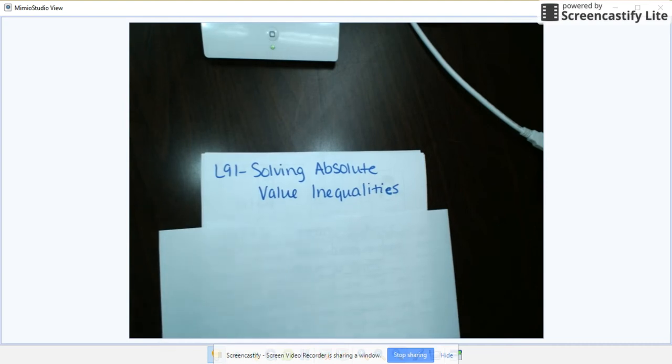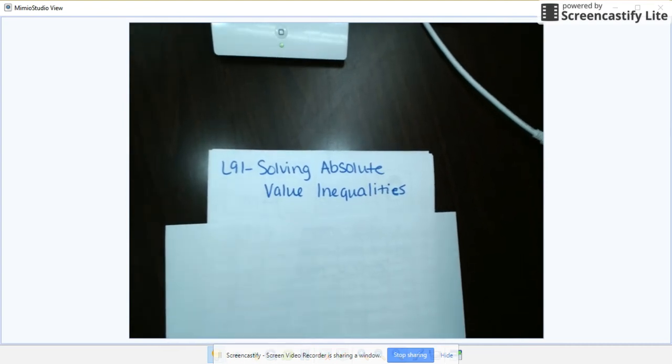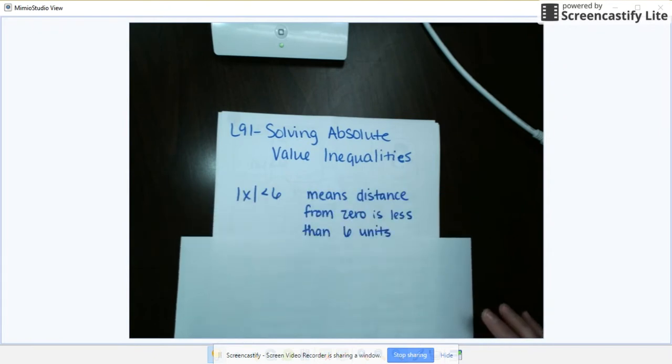Hey guys, so today we're going to talk about solving absolute value inequalities. So here's an inequality. Absolute value of x is less than 6. That means our distance from 0 has to be less than 6 units.